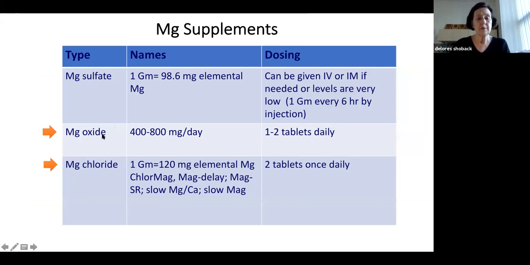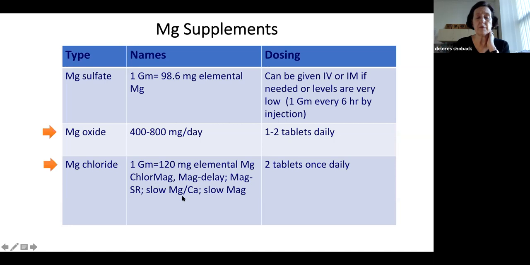So these are two forms of magnesium supplements that people with hypopara often take. Magnesium oxide, you can take a couple tablets each day, but make sure that your doctor knows you're taking it and the blood tests are checked. Because if kidney function isn't normal, sometimes the magnesium can build up in the body.